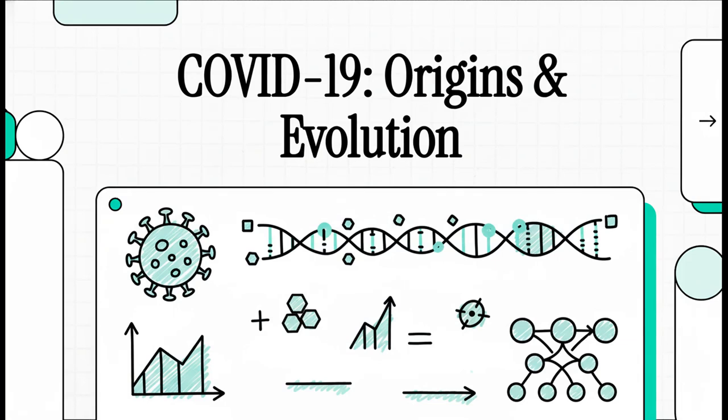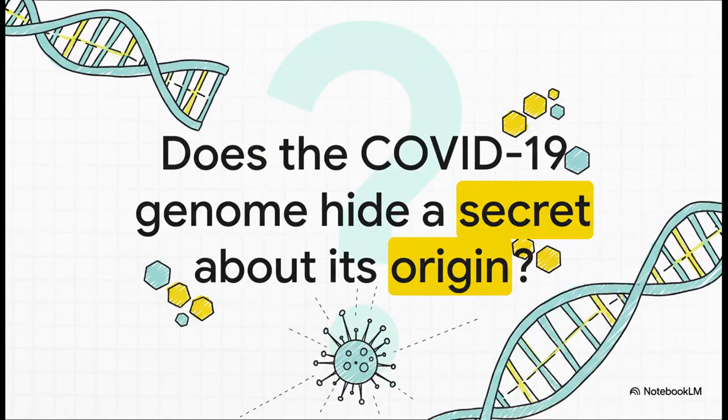Welcome to The Explainer. Today, we're cracking open a scientific paper that makes a really bold claim: that tucked away inside the COVID-19 virus's genetic code are hidden mathematical patterns. Patterns that the author says point to a synthetic origin. So let's break down the evidence and see what it's all about. And that's really the million-dollar question, isn't it?